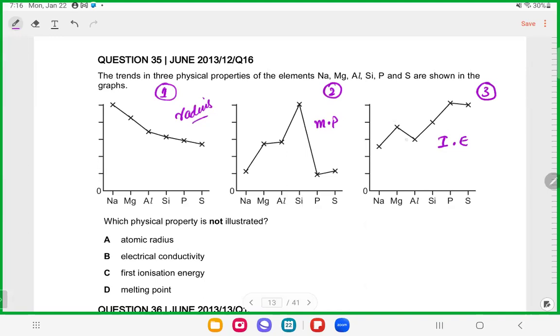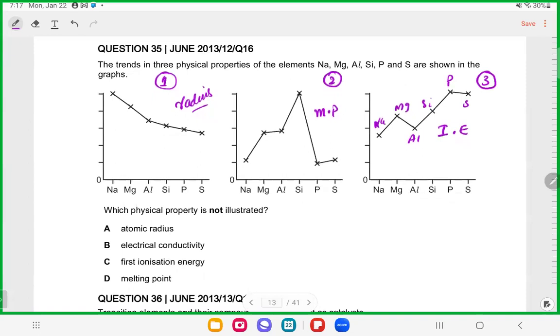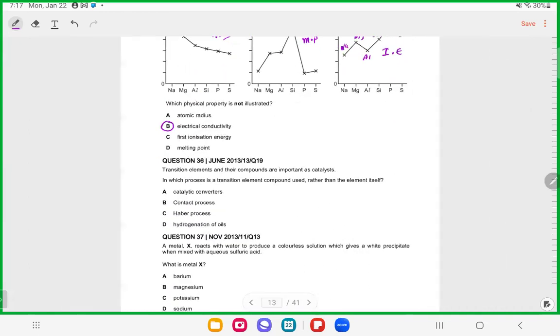Sodium, magnesium, aluminum, silicon, phosphorus. They draw it half. So you can see that this is sodium, this is magnesium, this is aluminum, silicon, phosphorus, sulfur, and then you move towards the chlorine, again top. So ये zigzag वाला graph है. So electrical conductivity is not drawn. Okay? And you should know how to draw the electrical conductivity.